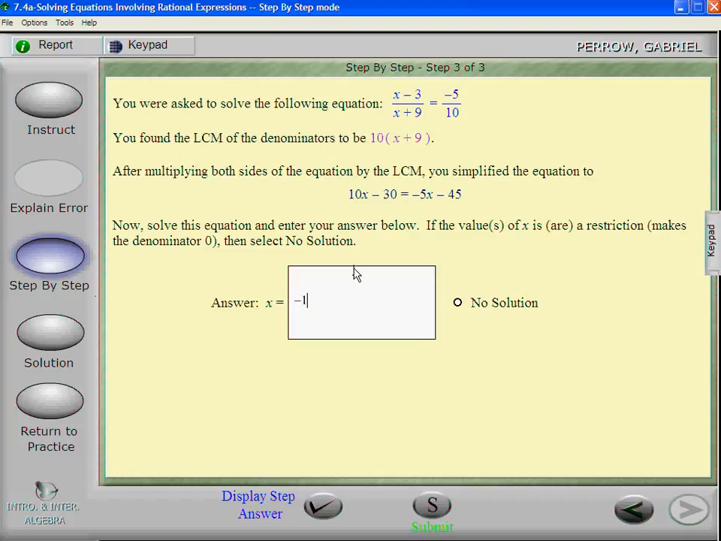So those are basic algebra steps trying to get x by itself. You should get negative 1. Check back. Based on your restrictions, you found initially that minus 9 was going to be the only problem. We got minus 1, so we're okay.